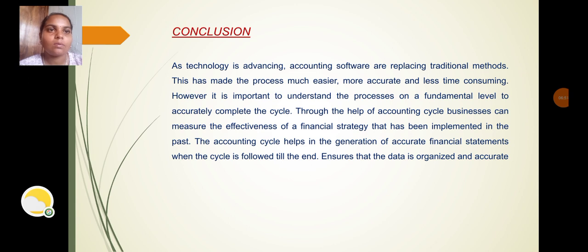Through the help of the accounting cycle, businesses can measure the effectiveness of a financial strategy that has been implemented in the past. The accounting cycle helps in the generation of accurate financial statements when the cycle is followed till the end. This ensures that the data is organized and accurate.